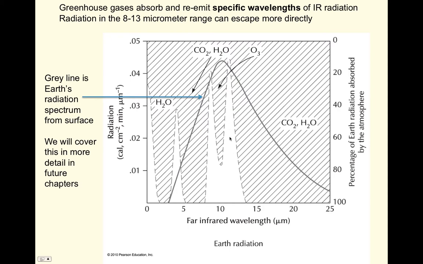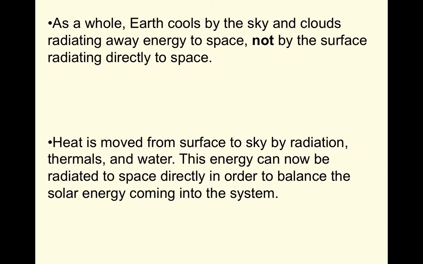This hole here means that we do not have greenhouse gases that absorb at these wavelengths. So these are the wavelengths that could be emitted from the surface and make it through a clear atmosphere because there's no greenhouse gases to absorb them. This is called the atmospheric window. As a whole, Earth cools by the sky and clouds radiating away energy to space, not by the surface radiating directly to space. Heat is moved from the surface to the sky by radiation, radiative transfer, but also by thermals and by water vapor transport.